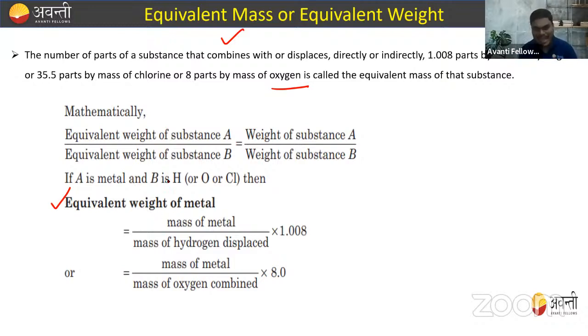Suppose if A is metal and B is hydrogen, ठीक है, मान के चलो, or oxygen or chlorine, कुछ भी हो सकता है, then how will you calculate the equivalent weight of the metal? The equivalent of the metal is nothing but the mass of the metal divided by the mass of hydrogen displaced into 1.008. Similarly, if you are using oxygen instead of hydrogen, then multiply by 8. Instead of oxygen, if you are using chlorine, then multiply by 35.5. Okay? So this is how you can calculate the equivalent mass or equivalent weight, right?